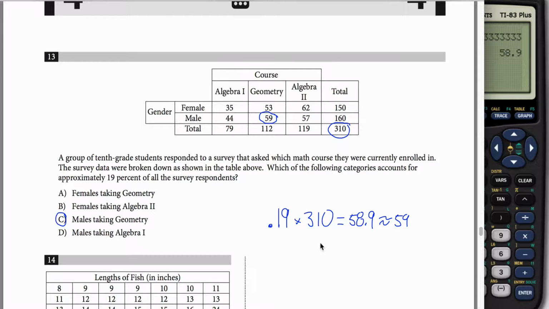I think a natural way to do this would be to take each of these numbers and divide them by 310 to get the percent, and then compare those percentages to 19. But I think it's quicker to go about it this way, right? Just do the calculation once instead of 4, or I guess 6 different times.